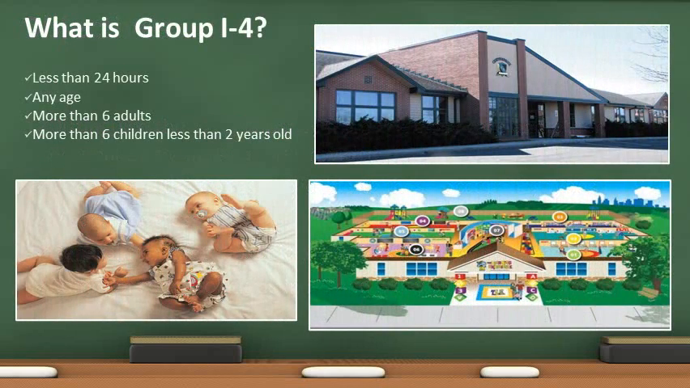The Group I-4 occupancy covers buildings where people receive custodial care for less than 24 hours. The care is provided by staff who are not related to the clients, and the care is provided in a place other than the client's home. The clients utilizing this occupancy type are not capable of responding to an emergency without physical assistance from the staff. These facilities are required to be licensed. The FCIP advisor will conduct the initial inspection, with annual inspections conducted by operations.